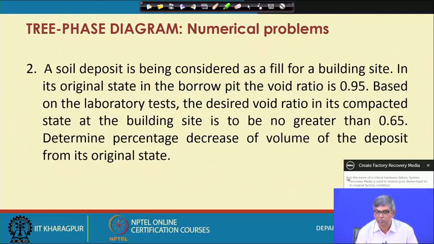So, that means at the borrow site the void ratio is 0.95, and at the compacted site the void ratio is required to be 0.65. What is the meaning actually? That means volume will be reduced, void will be removed. So, it will be more compact. So, that you have to find out now. That calculation we will try to see.